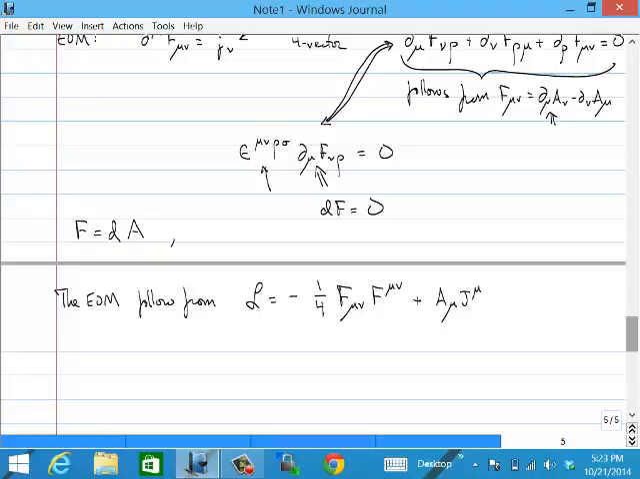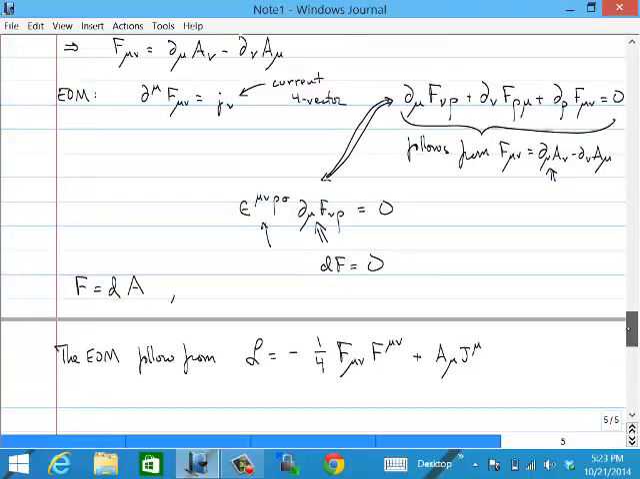You guys did this in your problem set, right? It's a little bit tedious if you haven't done it before, but one can vary quite explicitly, and Maxwell's equations follow directly by varying this action with respect to A_mu and setting the first order variation equal to 0.